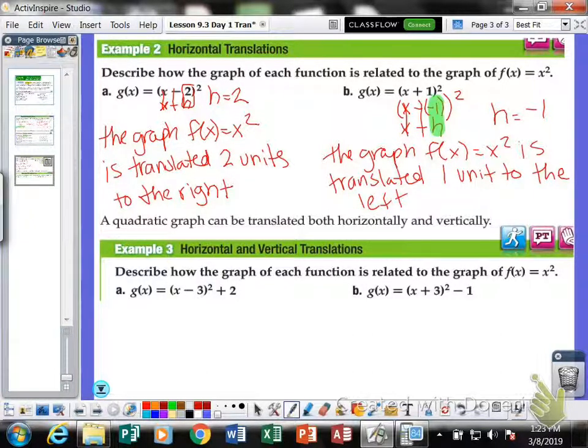And again, you could always type these into your graphing calculator, which I'll show you in the next part. But you can always graph them and see what's happening to them. You know, it's really up to you.